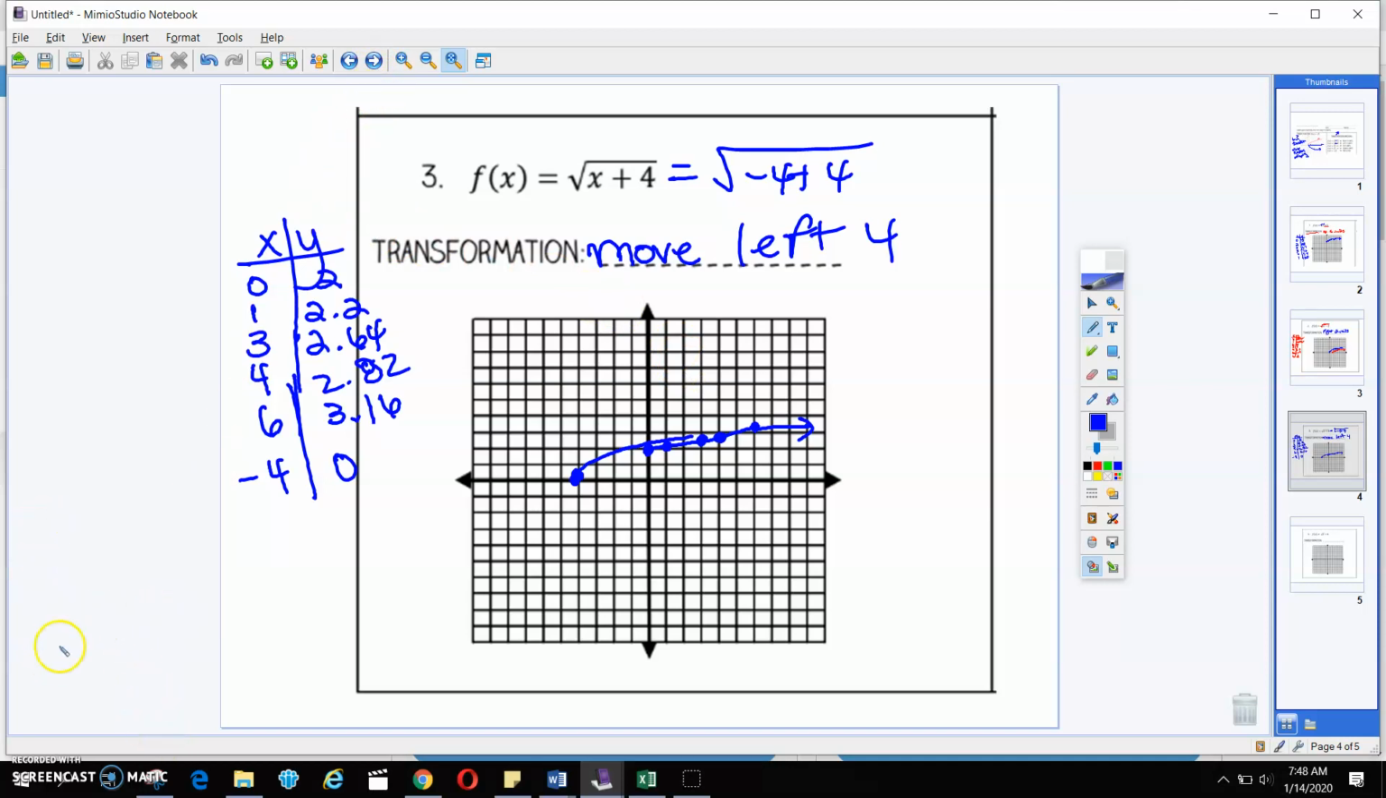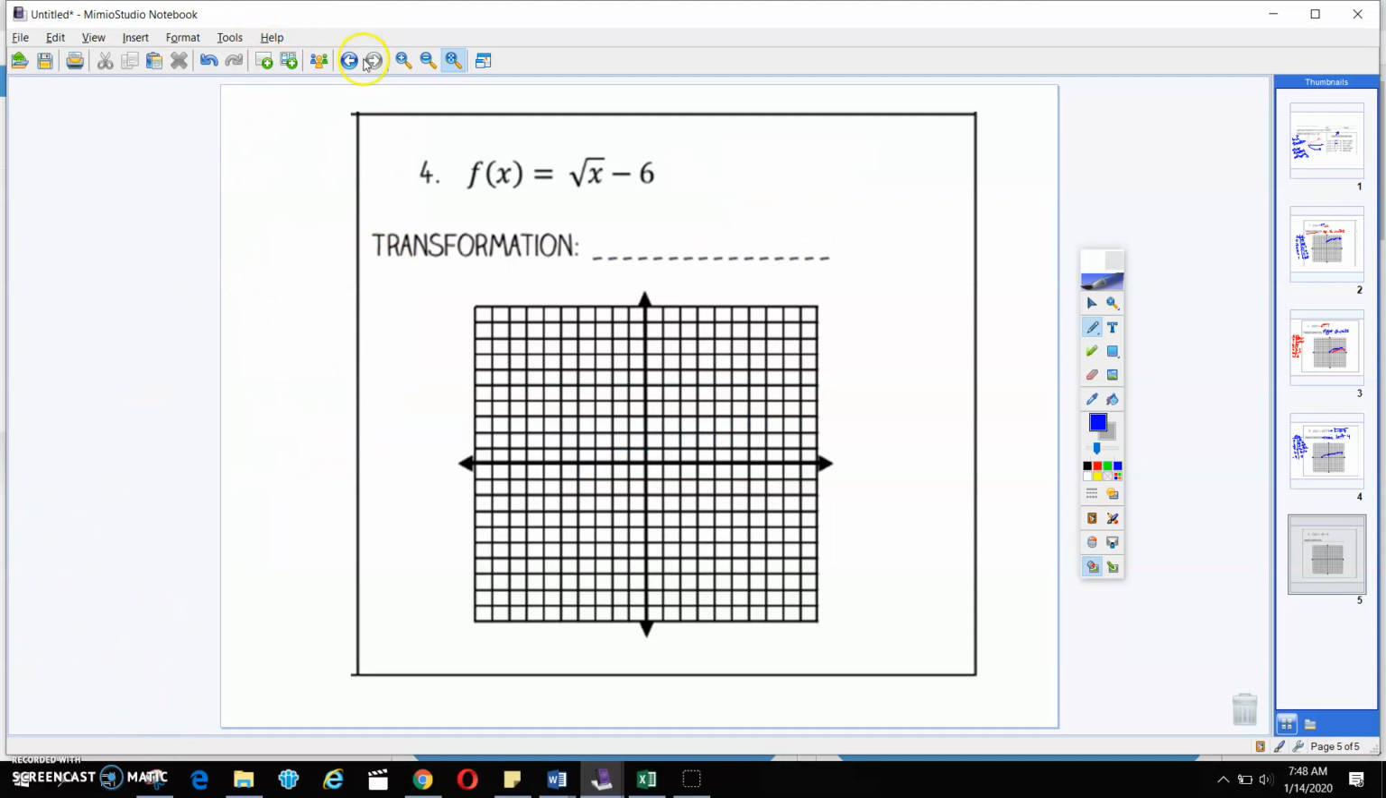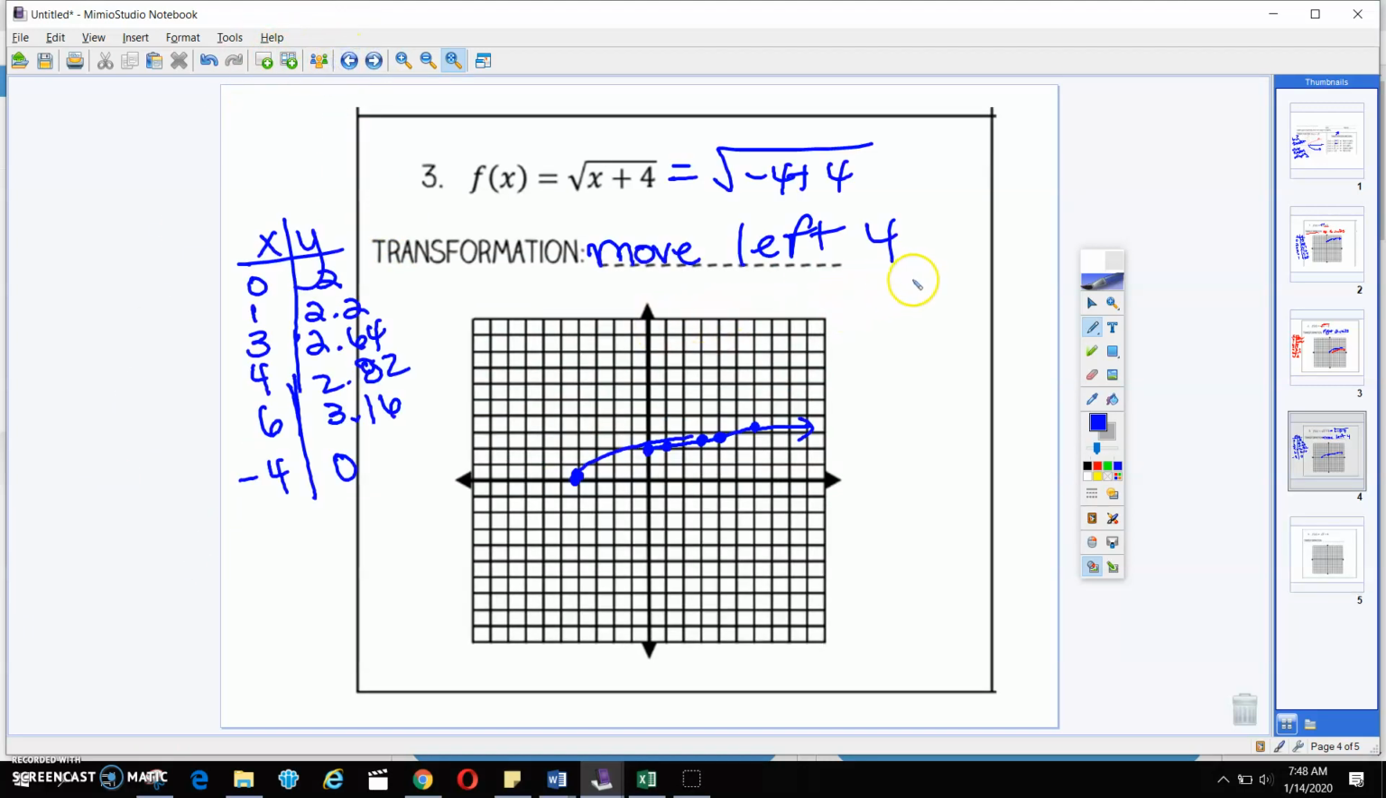Move to the left 4. Okay? Because that plus 4 under here, underneath the radical.